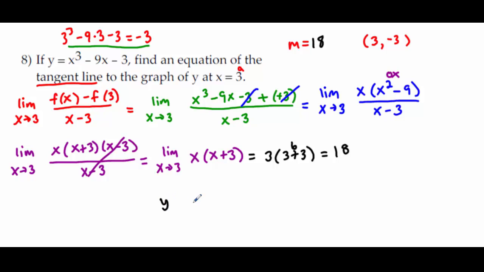It wants the equation of the tangent line. So that's y minus our y value. So that's y plus 3 equals our slope times x minus 3.